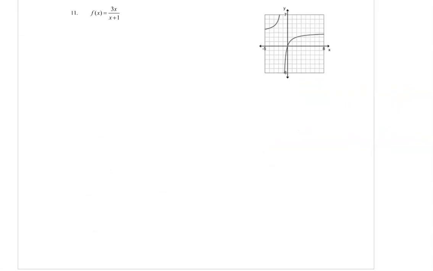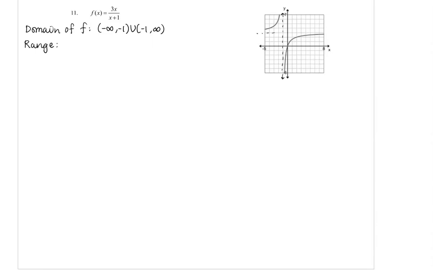The graph of f of x is given to us here. It is a rational function. Let's begin by identifying its domain and its range. The function does have a vertical asymptote at x is equal to -1. So the domain is all real numbers except for -1. -1 is the only number that would make the denominator equal to 0.